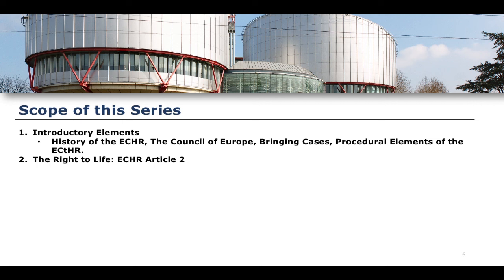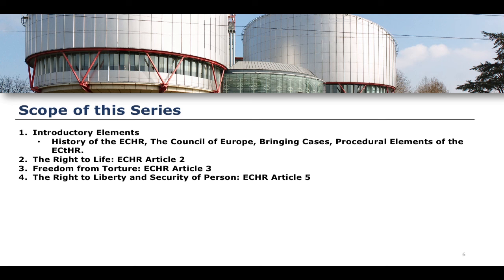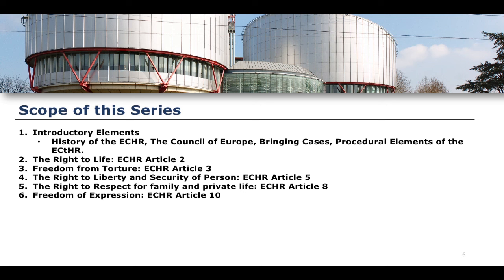We'll begin first with the right to life, which is part of Article 2 of the European Convention. Freedom from torture and inhumane treatment, which is part of Article 3. The right to liberty and security of person, which is part of Article 5. The right to respect for family and private life, part of Article 8. Freedom of expression, which is established in Article 10, and then freedom of assembly and association, which is established in Article 11.